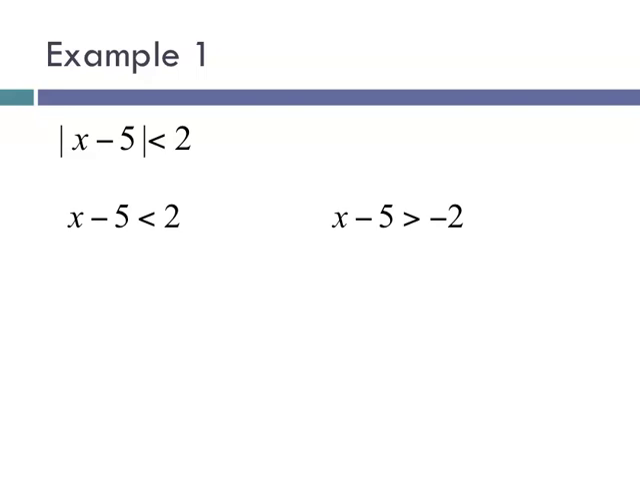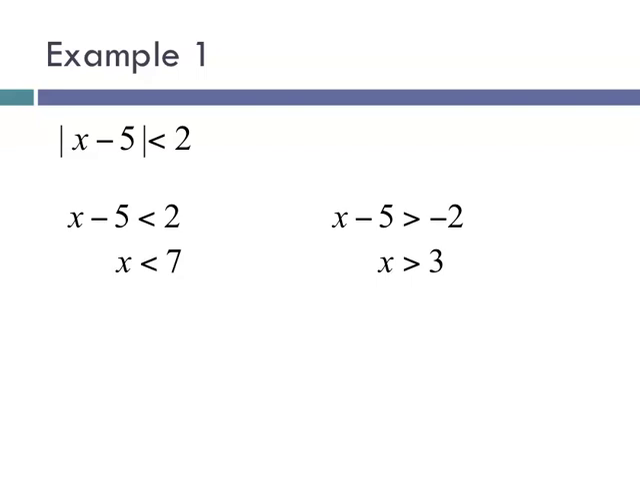All right, for our next step, we are going to go ahead and solve each of these inequalities. So add 5 to both sides. In the first case, we end up with x is less than 7. And in the second one, we have x is greater than 3.